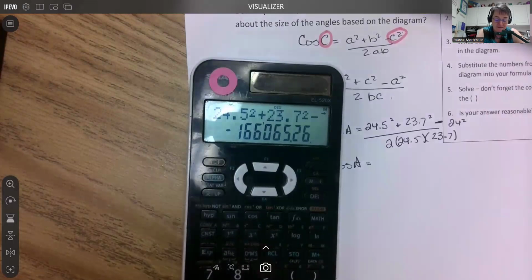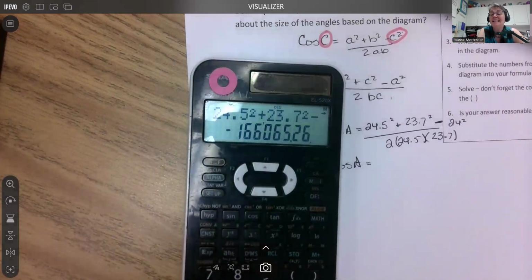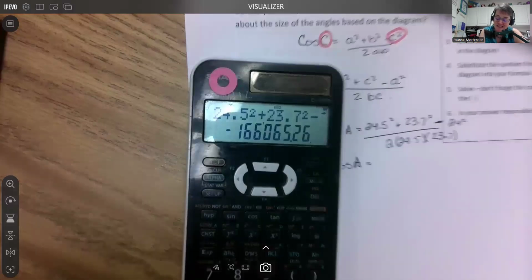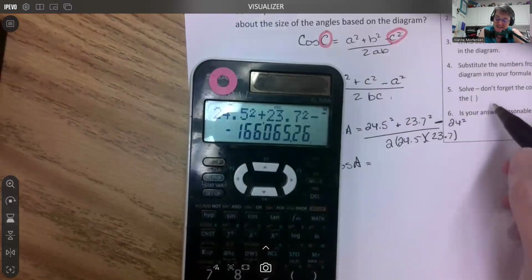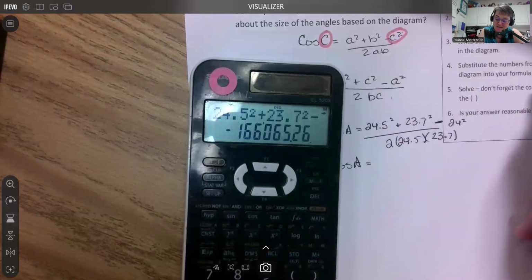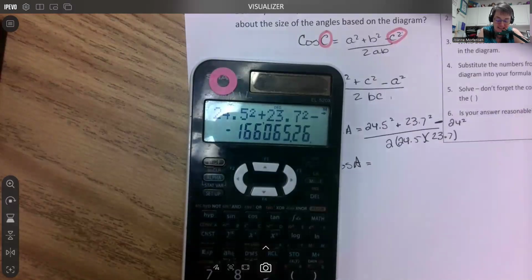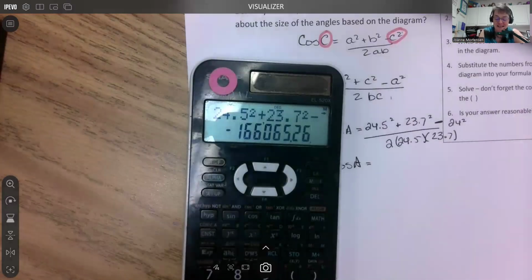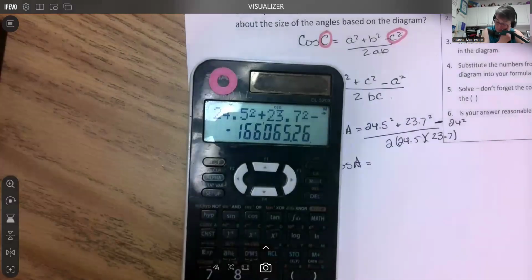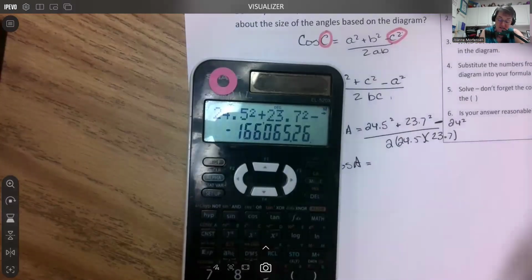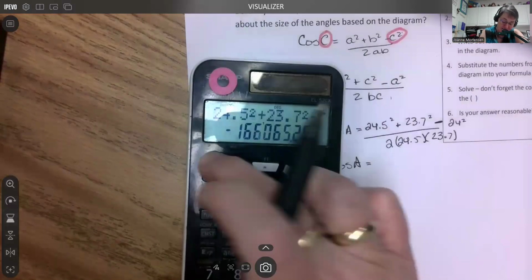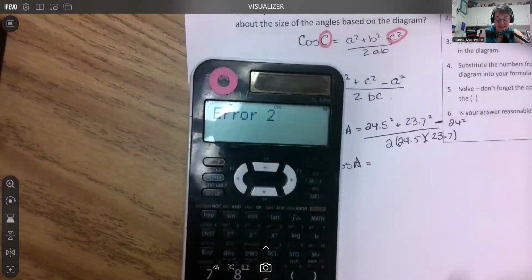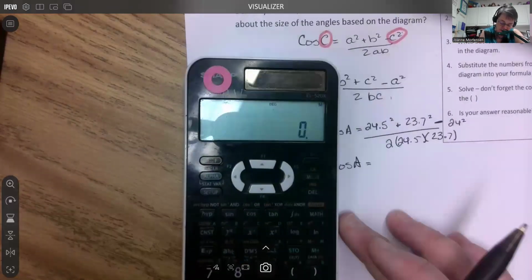Well, apparently that isn't going to work. Oh, and look, it says don't forget to use the cos to the minus one. Anyway, I think I need to try that again. All right, let me try again.